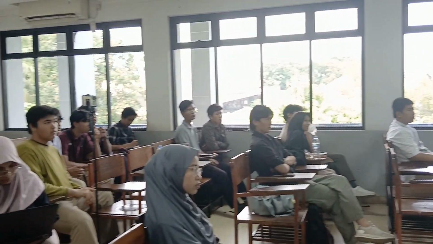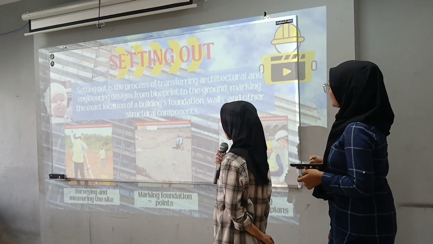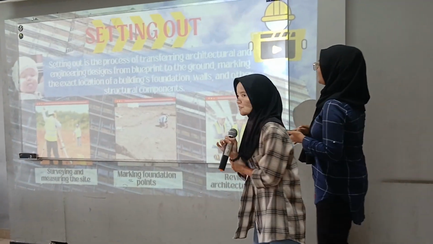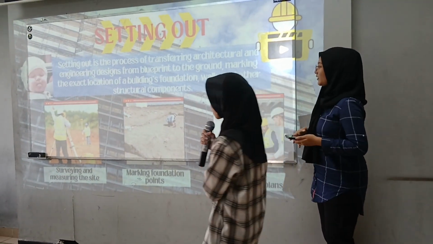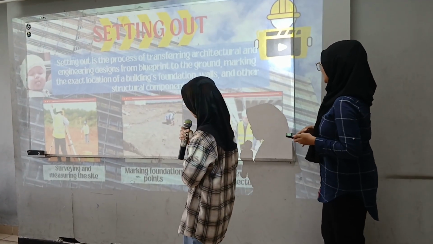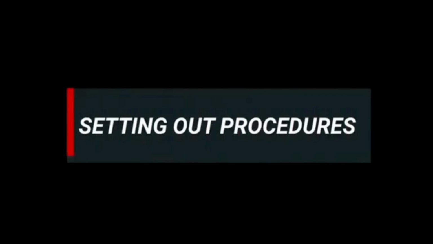Next is setting out. Setting out is the process of transferring architecture from blueprint to the ground, marking the exact location of a building foundation, walls, and other structural components. The first image is surveying and measuring the site, the second is making foundation points, and the last one is reviewing architectural plans.